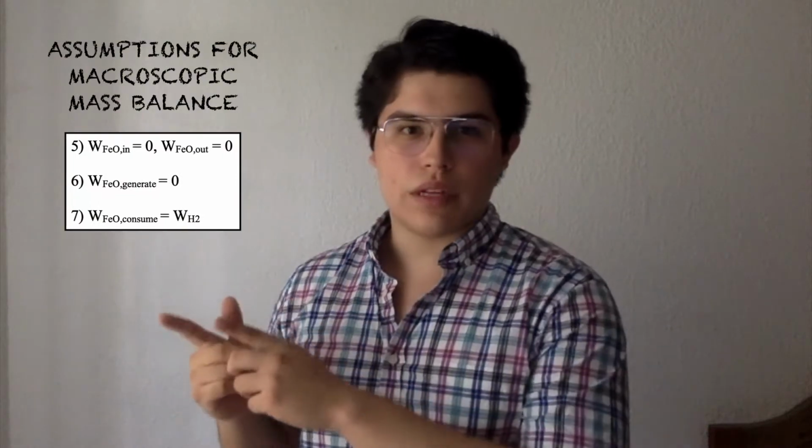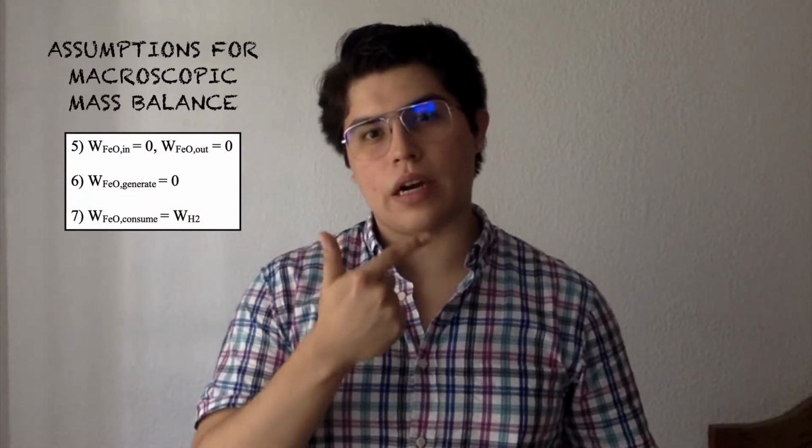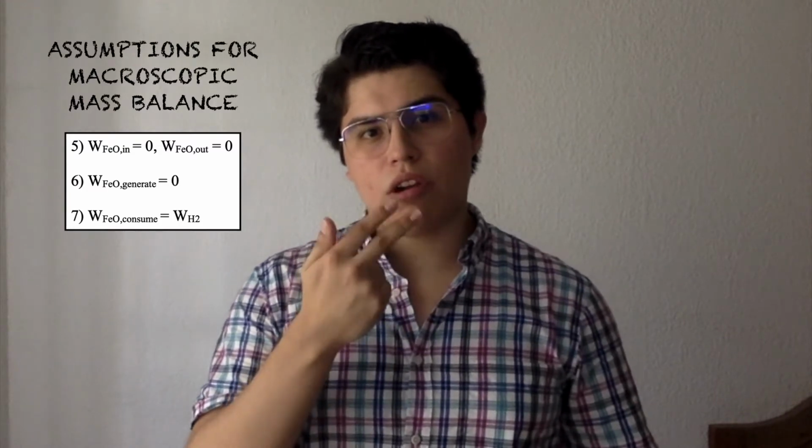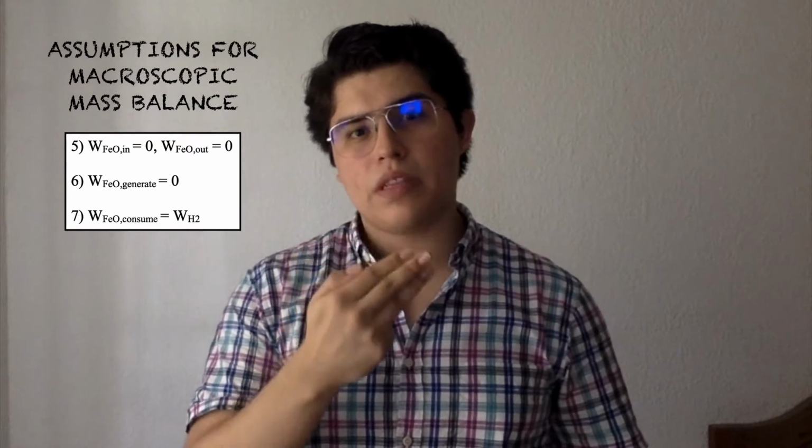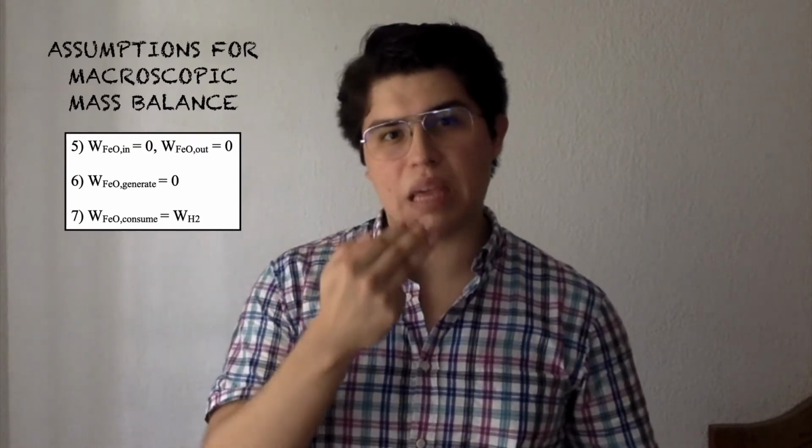On the other hand, for calculating the time required for iron oxide consumption with the macroscopic mass balance, we must consider the following assumptions. 5. There is no normal flow that indicates the entry or exit of iron oxide. 6. There is no generation of this component. And 7. The reaction is very rapid, so the reduction of iron oxide is limited by the hydrogen diffusion.